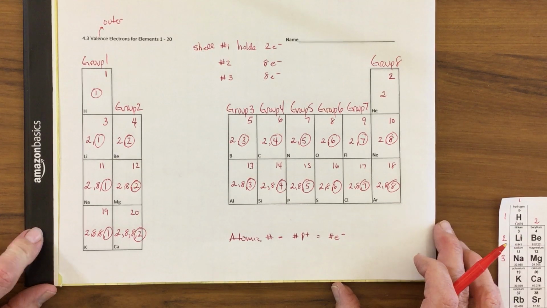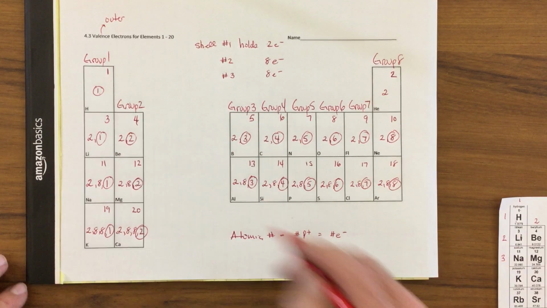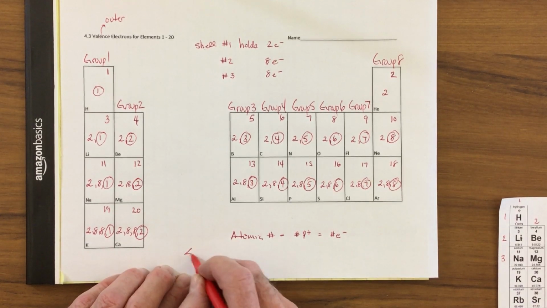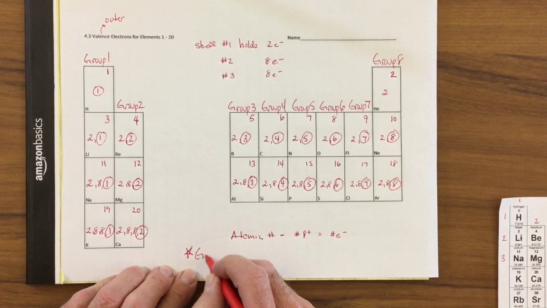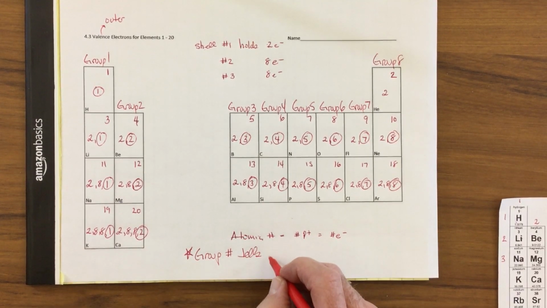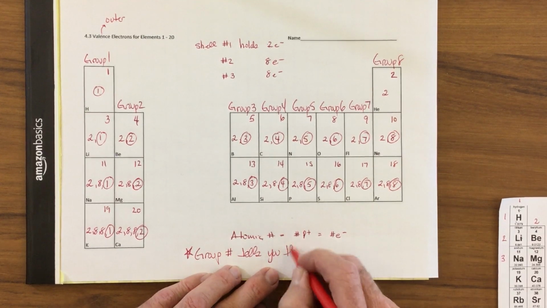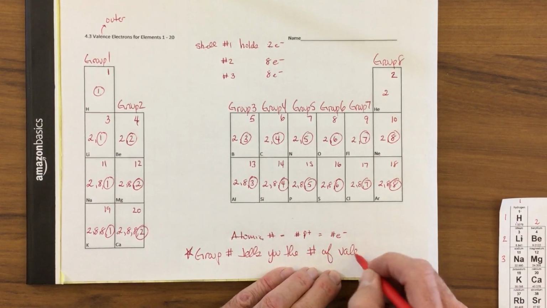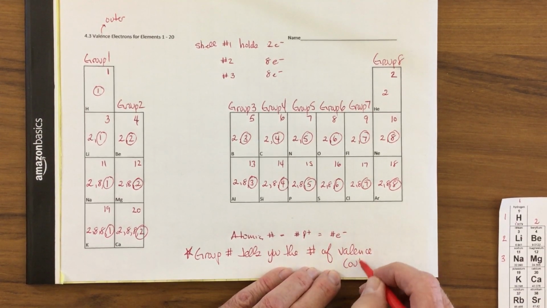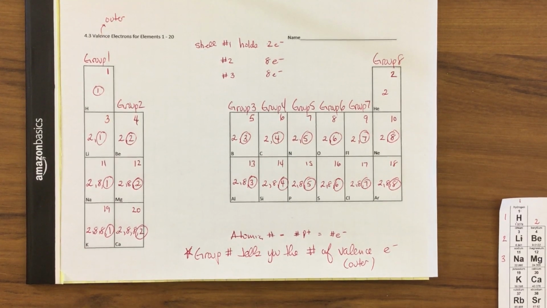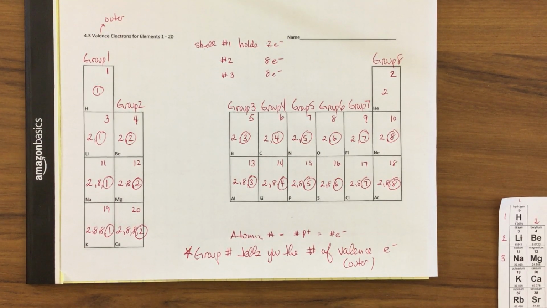So what can we say? A general rule about the group number and the number of valence electrons. Big star right here. The group number tells you the number of valence, which is again your outer electrons. That's it for this activity.